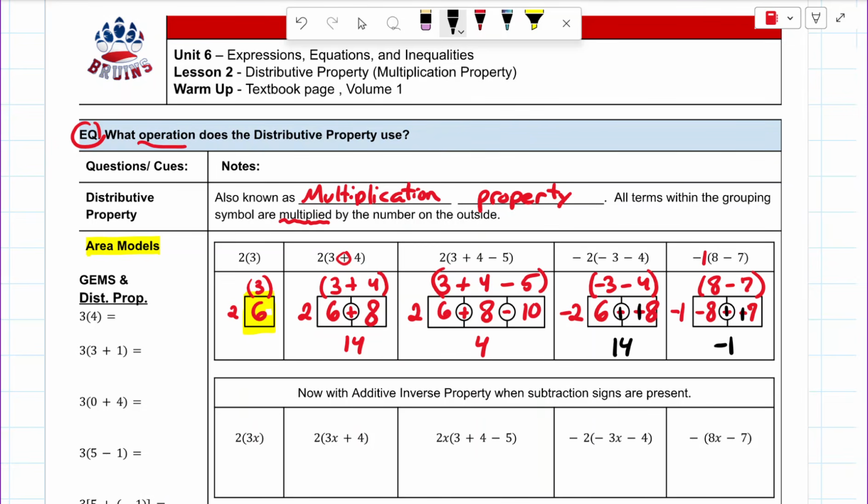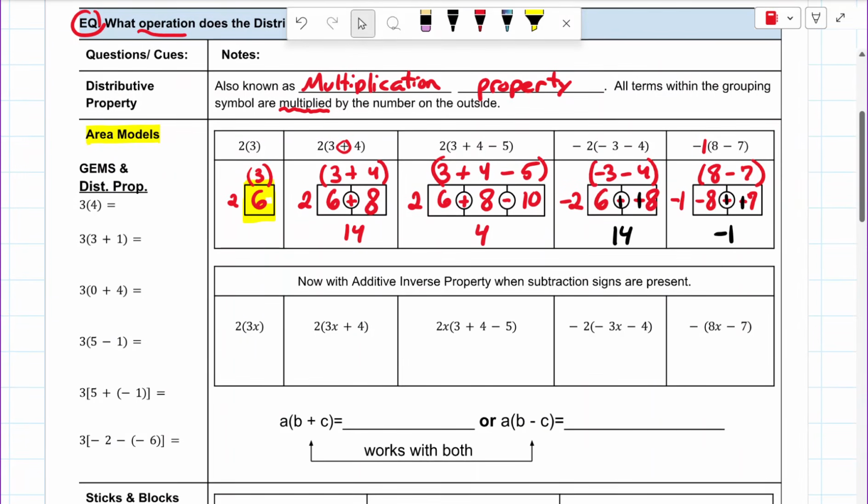All right, before we go on, let's look over in the column over here. We have a little discovery thing. We have GEMS, that's grouping signs, exponents, multiplication, division, and subtraction and addition from left to right. And the distributive property. So today we're learning about the distributive property, and since it is a math property, we can know that it's true.